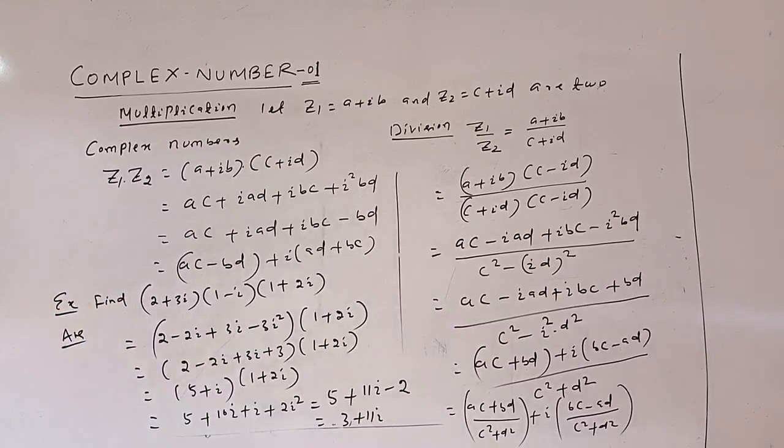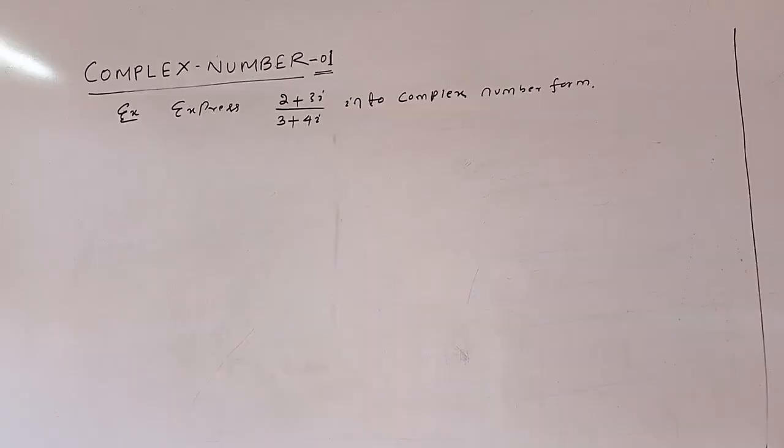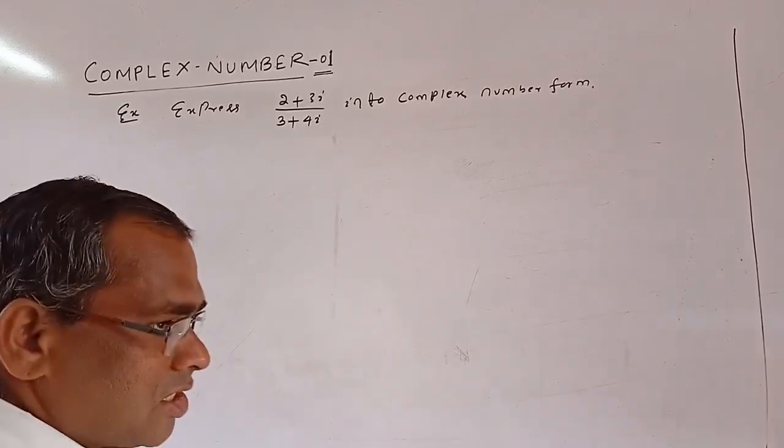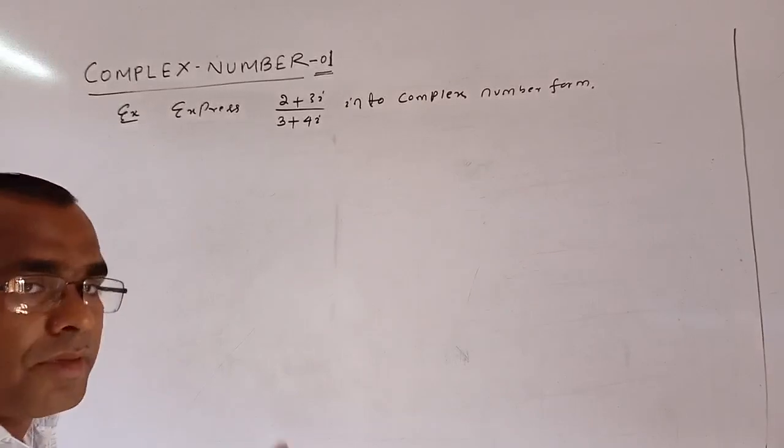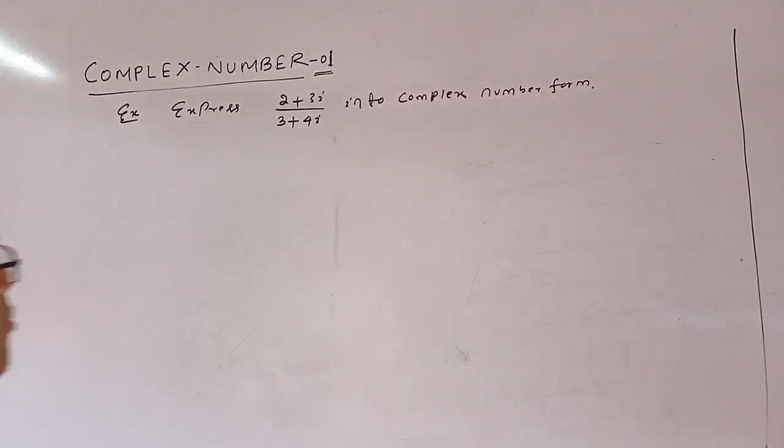Okay, now we do one problem. Express 2 plus 3i by 3 plus 4i into complex number form. So 2 plus 3i by 3 plus 4i is a division of two complex numbers. So how to express it into complex number form, that is, A plus iB form. A plus iB form is the general form of the complex number.